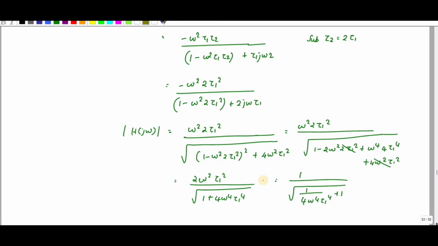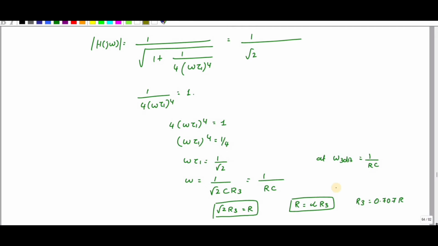So I'm going to divide the whole term by 2 omega square tau 1 square. If I divide, I will get 1 divided by root of 1 plus 4 omega tau 1 power 4. This I have to equate to 1 by root 2. If I equate this to 1 by root 2, I am going to take the whole term equal to 1. That is why I will get this equation as 2. So I can write omega tau 1 power 4 is equal to 1 by 4. From this I can write omega tau 1 is equal to 1 by root 2.